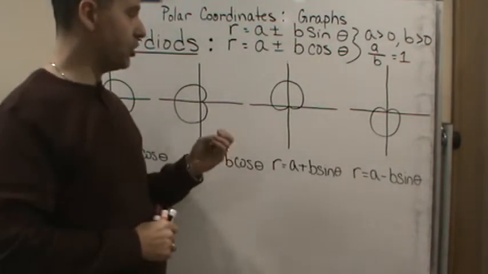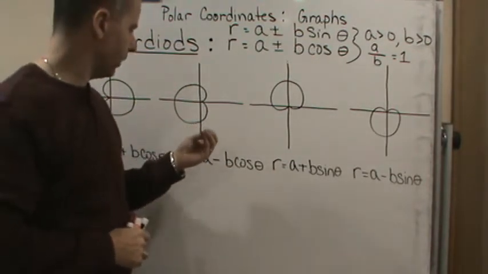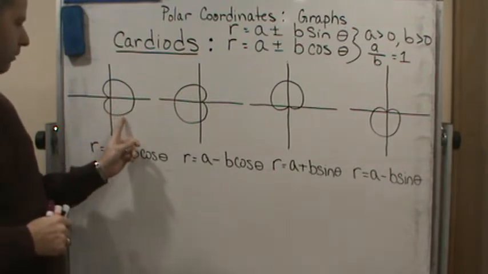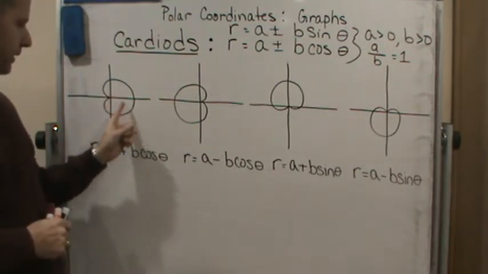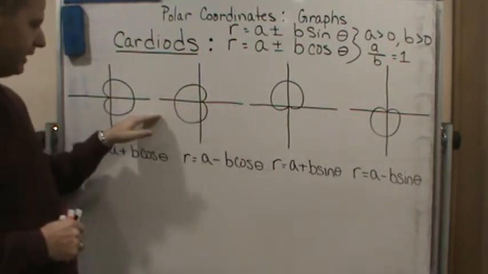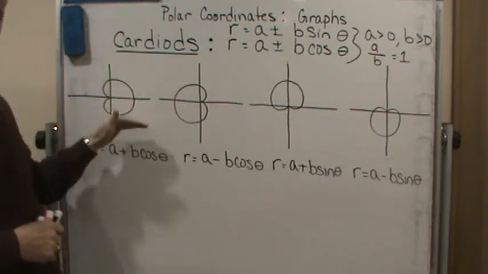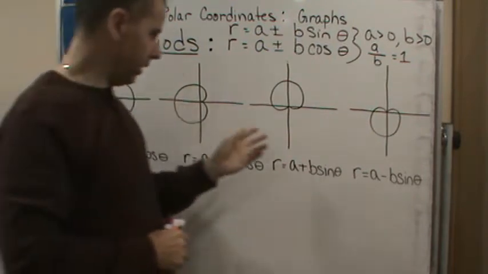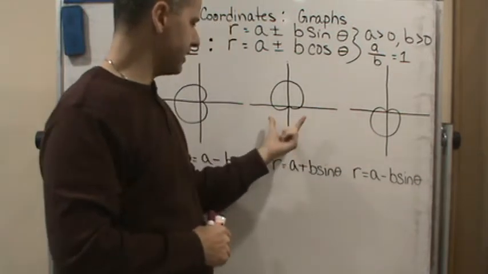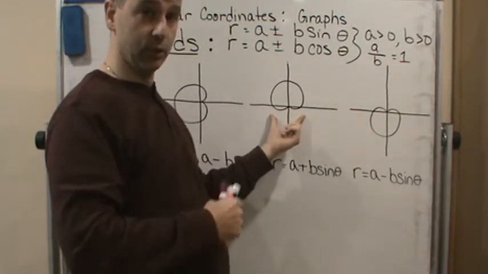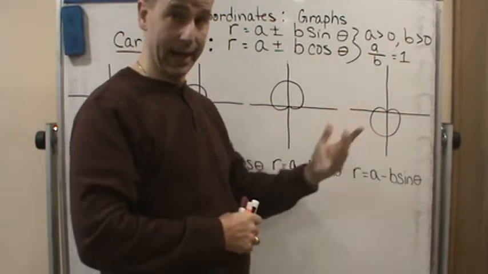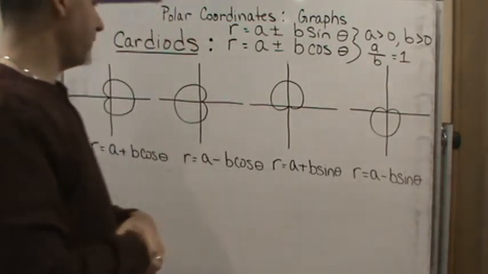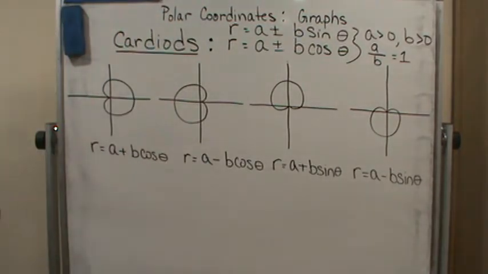Now notice again, just like circles, we've got symmetry, right? It's symmetric with respect to the polar axis, or the x-axis, if you will. When you're dealing with sine, you've got symmetry with respect to theta equal to pi over 2, or the y-axis. So these are the characteristics that you want to keep in mind.